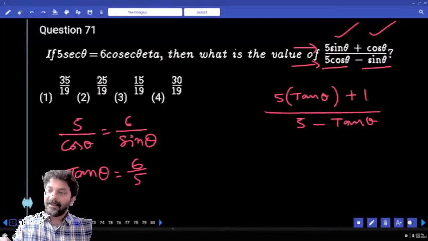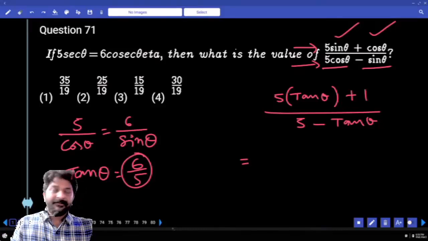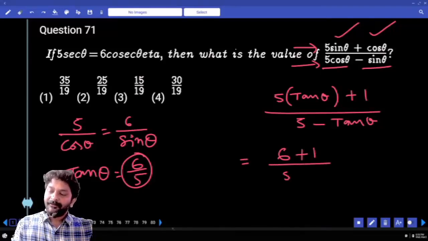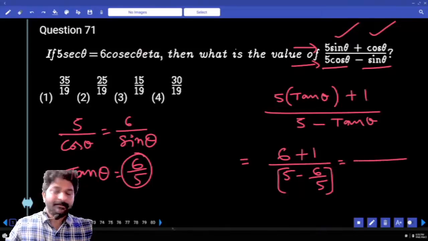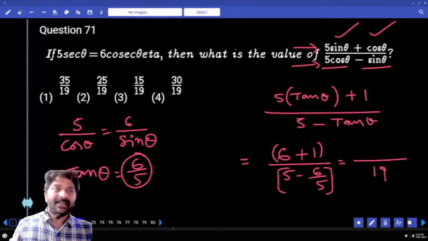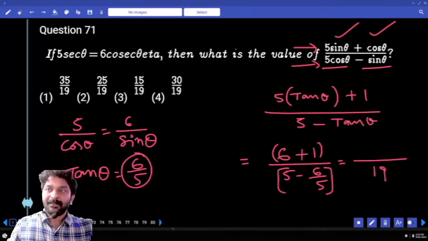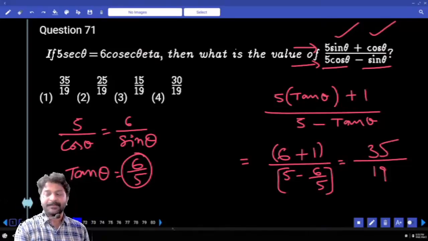అర్థమైందా? రైట్. So 5 times of 6 by 5, 5 numerator denominator cancel, becomes 6 plus 1 by 5 minus 6 by 5. If you simplify the denominator, that becomes 25 minus 6, that is 19. Numerator already we have 7, and the denominator 5 comes to the numerator, that becomes 35. 35 by 19, first option.